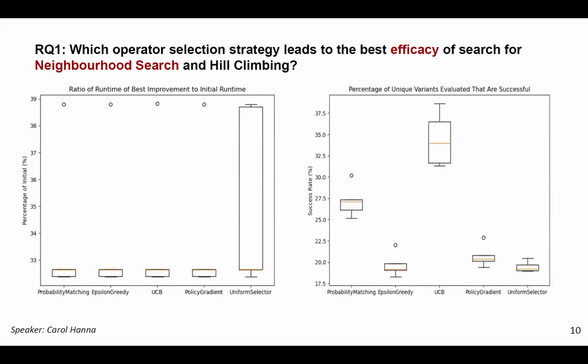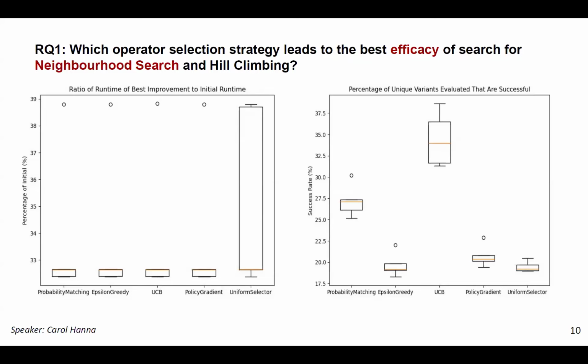Looking at the efficacy of the neighborhood search first, the left-hand side of the slide presents the ratio of runtime of best improvement to the original runtime. The y-axis presents the percentage of that, and then we have the different algorithms. We can see that the improvement was pretty much the same for all the operator selection strategies, and that's probably because the time budget that we had was too large for the local neighborhood size of the Minisat benchmark. So it all overfitted to that very quickly.